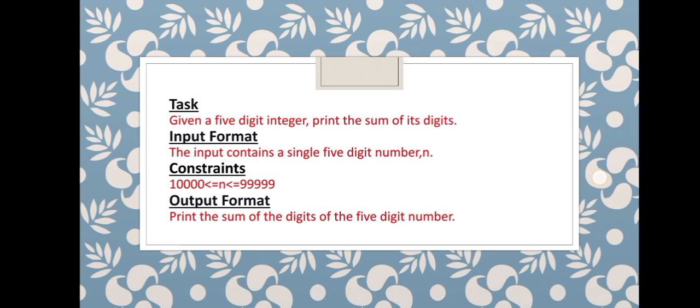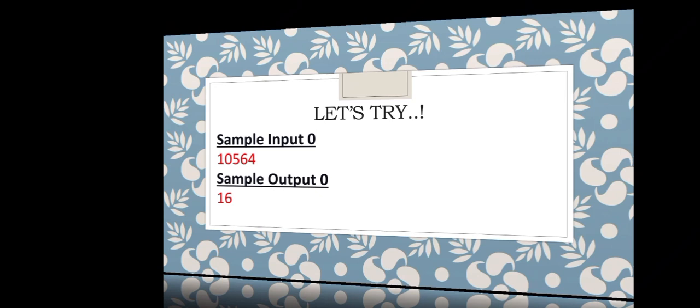The constraint given is that n should be greater than or equal to 10,000 and less than or equal to 99,999. It should not exceed this range. The output format is to print the sum of the digits of the 5-digit number. So we should get a 5-digit number as input from the user, take each digit, add them to find the sum and display it. The sample input is 10,564 and the sample output is 16, which is the sum of digits: 1 plus 0 plus 5 plus 6 plus 4 gives 16.